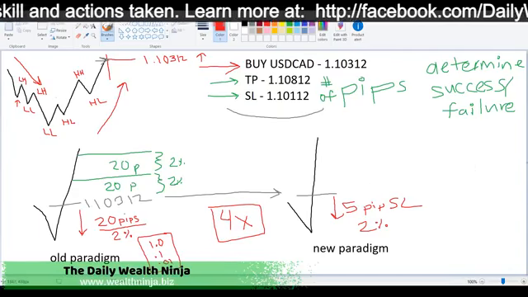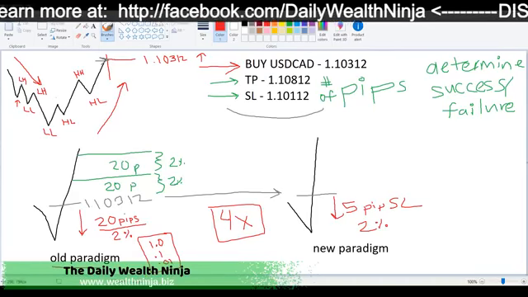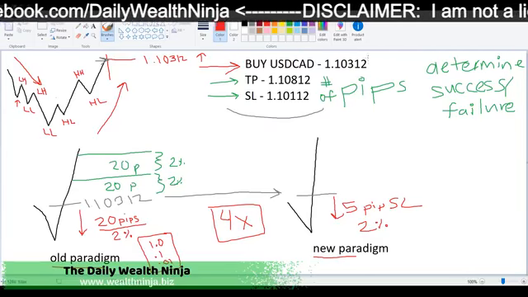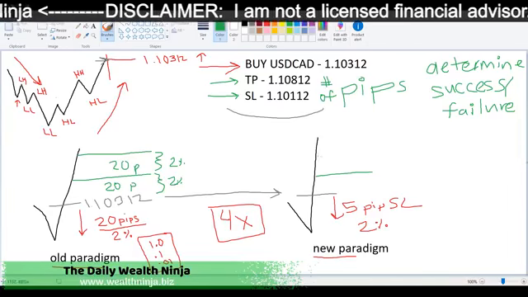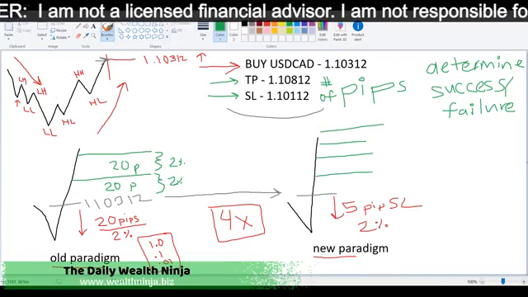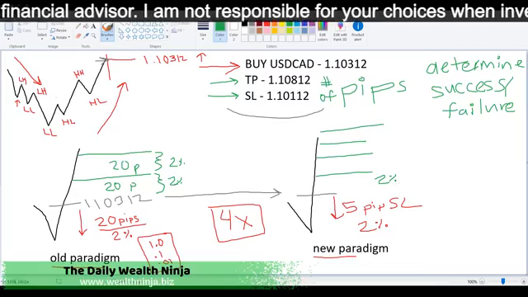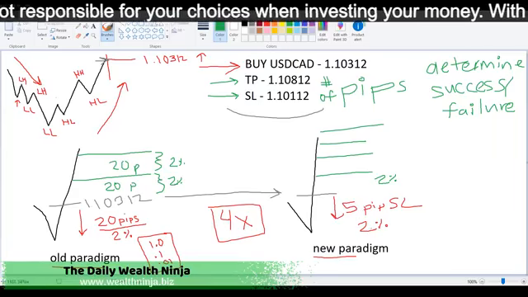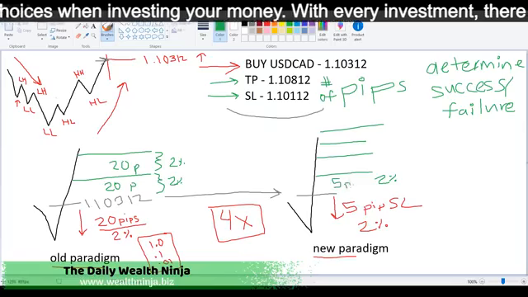So for the same amount of investment between the old paradigm and the new paradigm, to gain 2% in your account, can anybody guess what that might be? Right, so if you wanted to gain 2% in your account, based off of, again, that lot size and your account size, if you had a 5 pip stop loss and that was representative of 2%, then you'd only need to gain 5 pips, right?